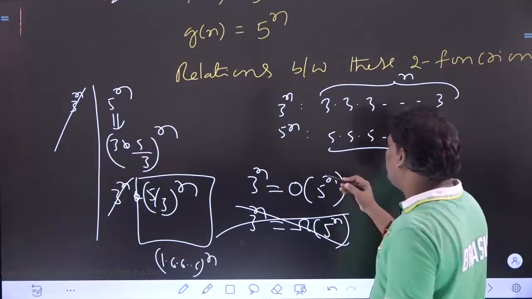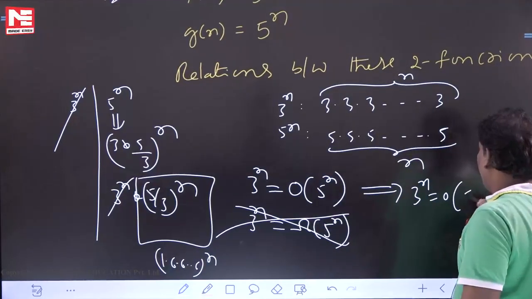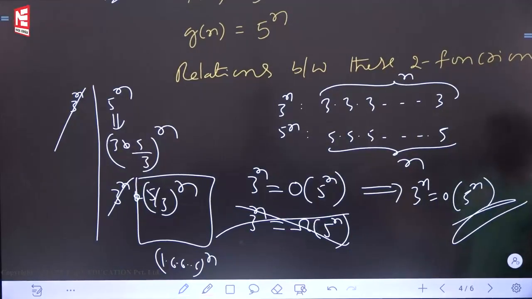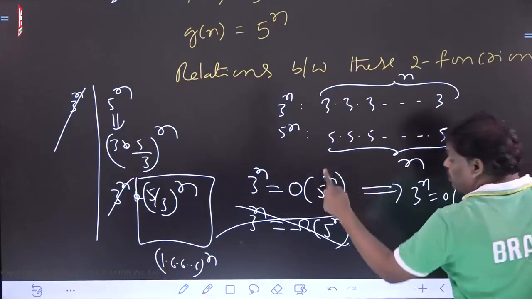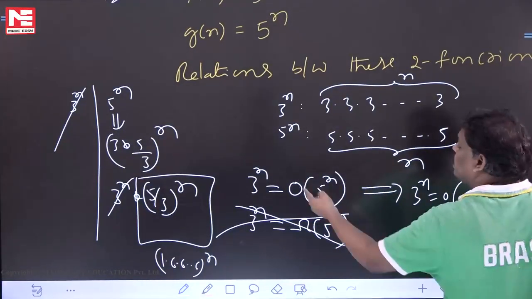Theta not there, what is the meaning? Equal not there. So this can be written as 3 power n is small o of 5 power n. It is a small o. Please be careful. Big O possible, omega also possible, both there, then I could have written theta. Theta means equal.